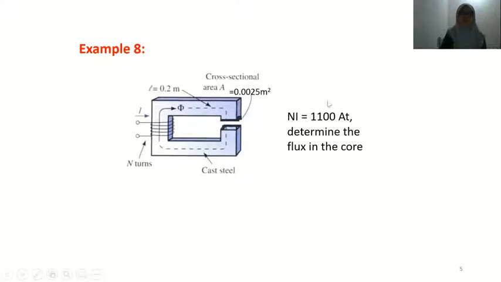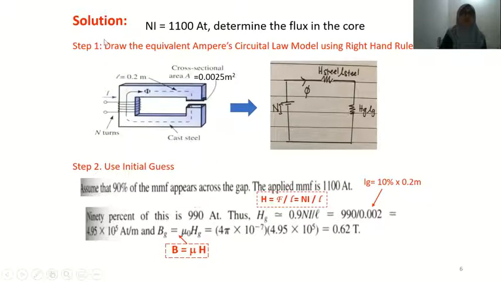The question gives you Ni equal to 1,100 ampere turns, and you have to determine the flux in the core. The cross-sectional area is given as 0.025 meter squared, and the length is 0.2 meter. Then you have to find the flux. The solution is by trial and error. The Ni is given as 1,100.